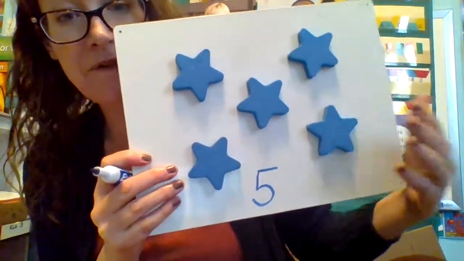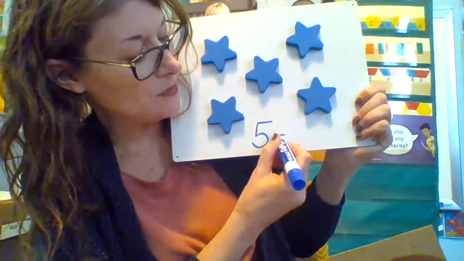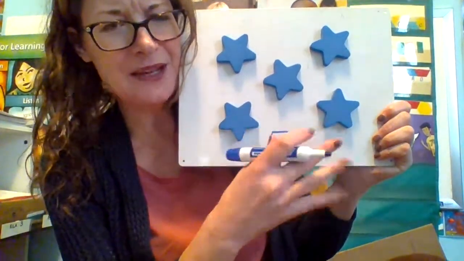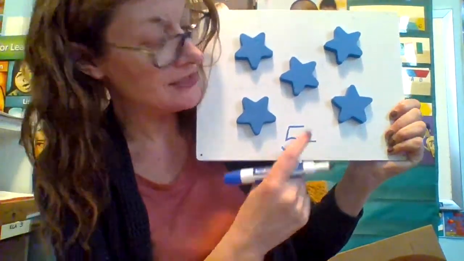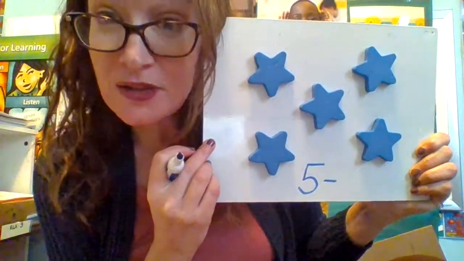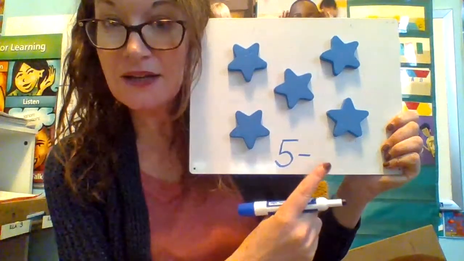Okay, I have 5 stars, and now I'm going to put my minus symbol in. This is telling me to get rid of some, take some away. Okay, how many am I going to take away today? How many would you like? 2? Would you like me to take 2 away? Okay, before I take the 2 away, I have to write it down.